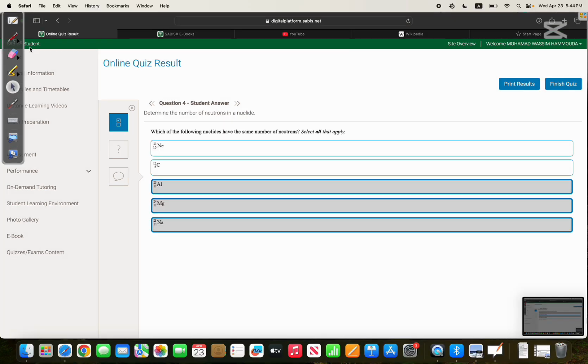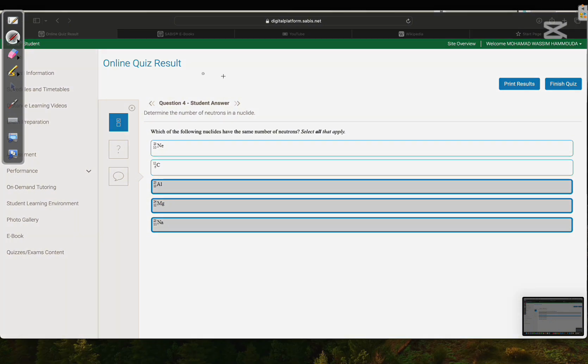Which of the following nuclides have the same amount of neutrons? So we know that atoms are written with Z and then A. Z is the atomic number, or the number of protons. A is the number of nucleons. Nucleons are protons plus neutrons. So how do we get neutrons? All we need to do is A minus Z.